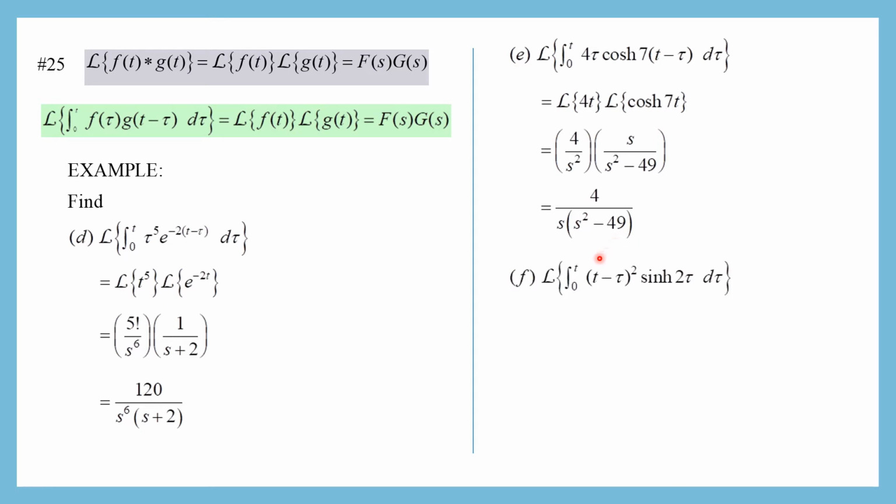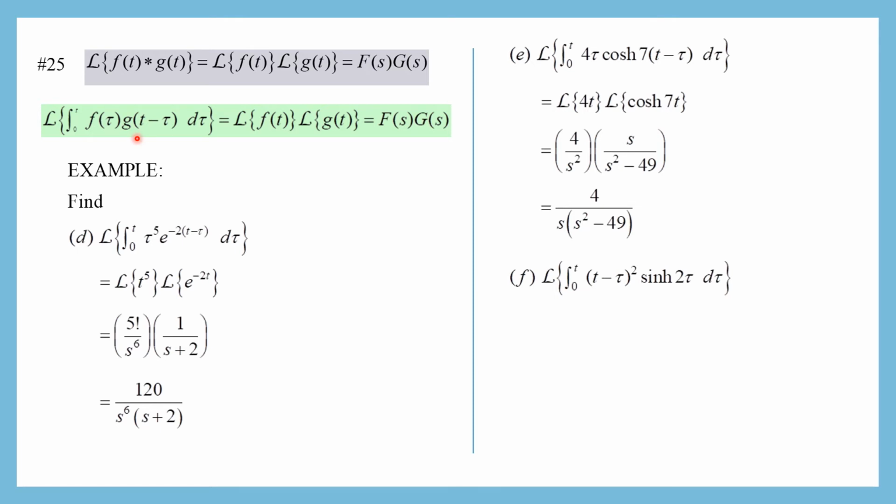Next question, what is the Laplace transform of the integral from 0 to t of (t minus tau) squared sinh 2 tau d tau? So this time the first function is expressed in terms of t minus tau and the second function is expressed in terms of tau. Okay, so remember f asterisk g is the same as g asterisk f.